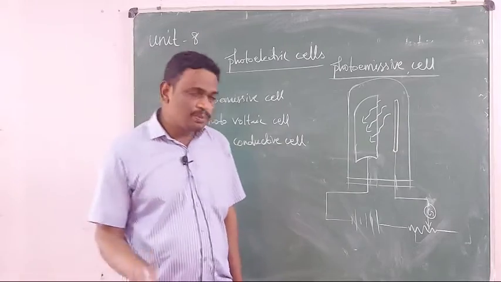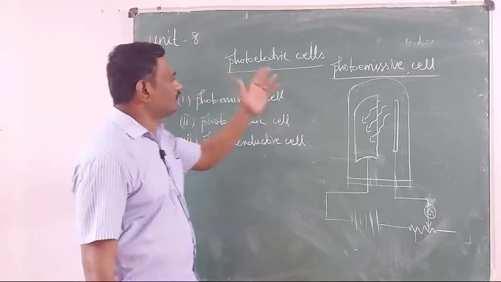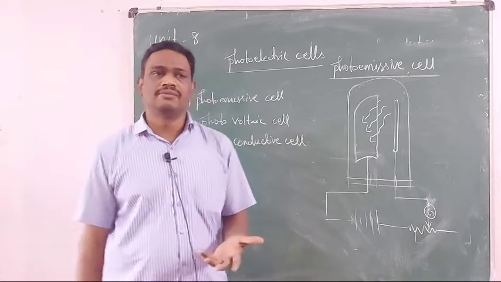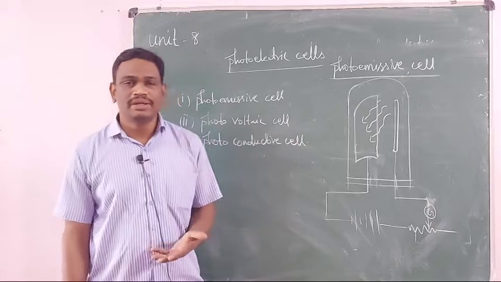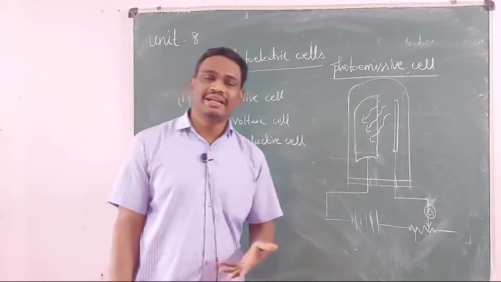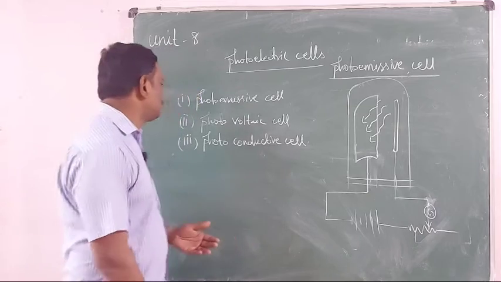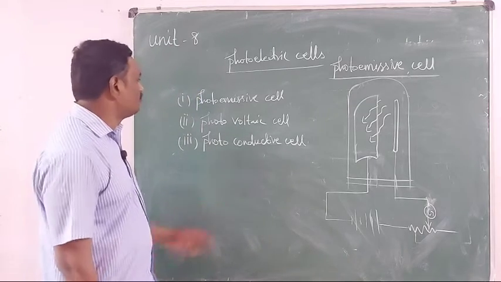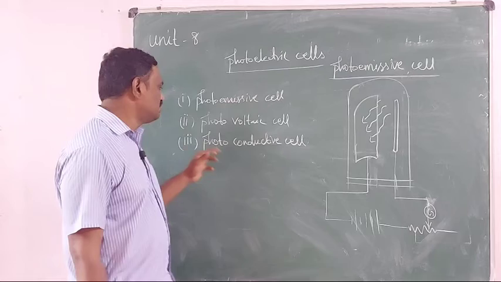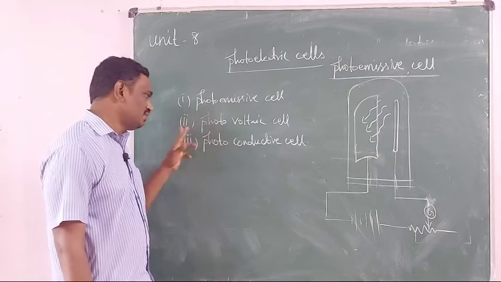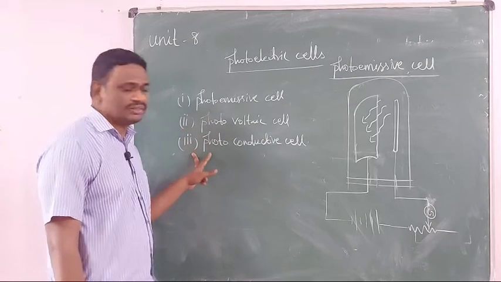Okay, the next topic is photoelectric cells. So what is a photoelectric cell? A photoelectric cell is a device that converts light energy into electrical energy. There are three types of photoelectric cells. One is the photoemissive cell, the second is the photovoltaic cell, and the third is the photoconductive cell.